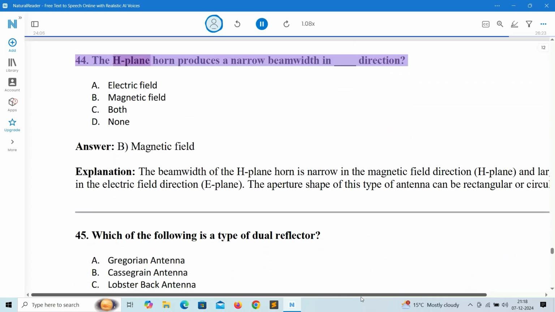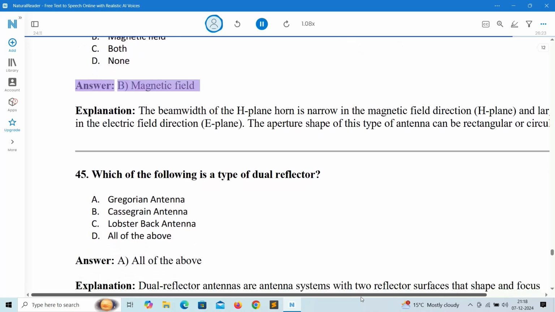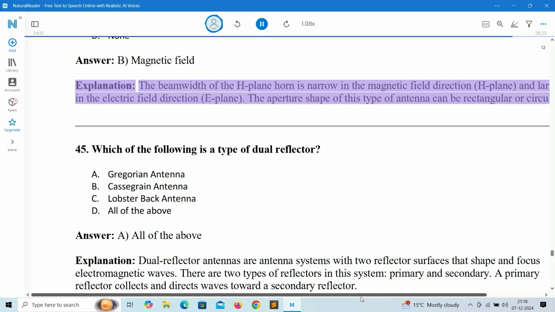44. The H-plane horn produces a narrow beam width in direction: A. Electric field. B. Magnetic field. C. Both. D. None. Answer: B. Magnetic field. Explanation: the beam width of the H-plane horn is narrow in the magnetic field direction, H-plane, and large in the electric field direction, E-plane. The aperture shape of this type of antenna can be rectangular or circular.